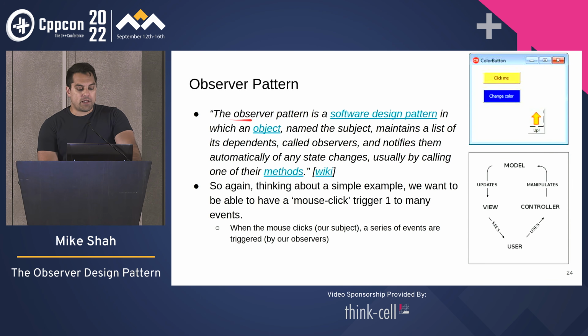Well, from the wiki, the observer pattern is the software design pattern in which an object, which we'll call a subject, maintains a list of its dependents, which are called observers, and it notifies them automatically of any state changes, usually by calling one of their methods. So you can see how that fits into this model view controller mode, where you do some action that's affecting your actual data structure and logic, and then that change is propagated outwards. Here would be the mouse click example where you have some subject that's clicked on and then a series of events are triggered.